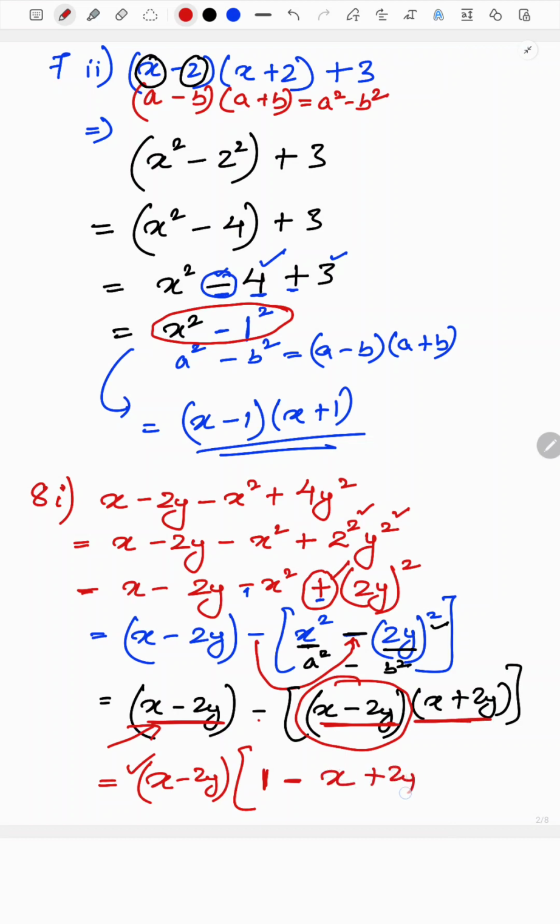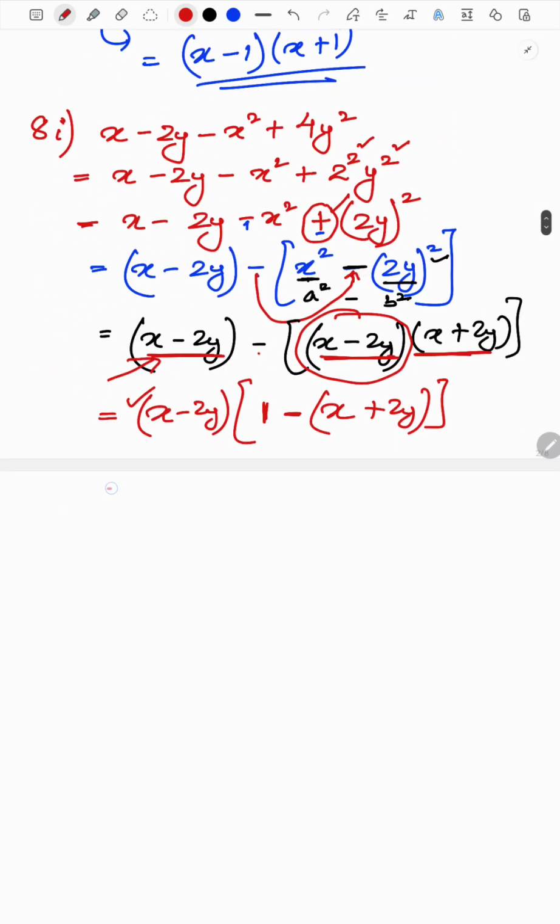So x minus 2y within bracket. Now let's remove the bracket. So I'll have x minus 2y. Now here when I remove the bracket, since there is a minus before the bracket, the signs inside the bracket have to change. So x which was positive becomes negative, 2y which is positive becomes negative. So this is the final solution for question number 8.1.